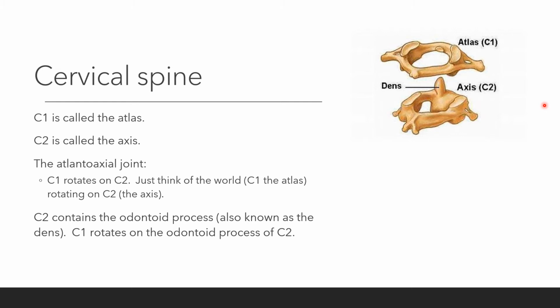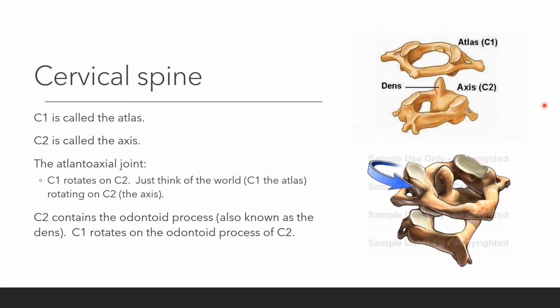Just think of the world, C1, the atlas, rotating on C2, which is the axis. So just remember, the world rotates on its axis. C1 rotates on C2. C2 contains the odontoid process, which is otherwise known as the dens. C1 rotates on the odontoid process of C2.